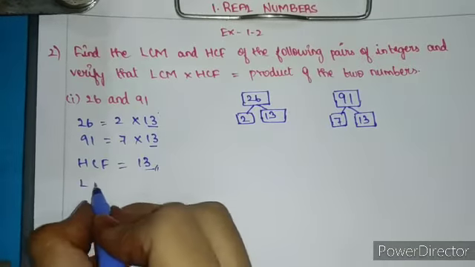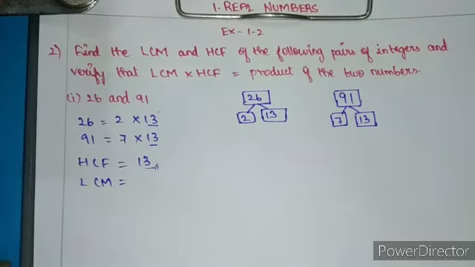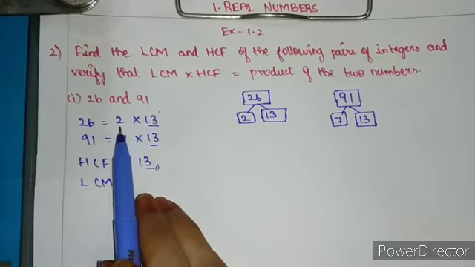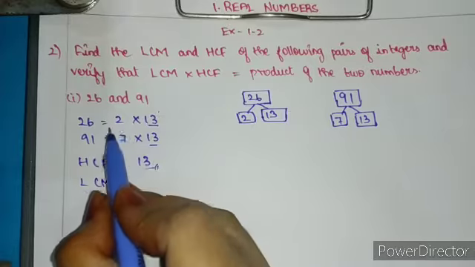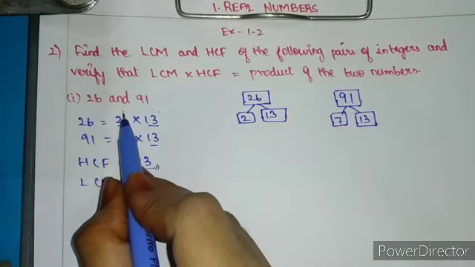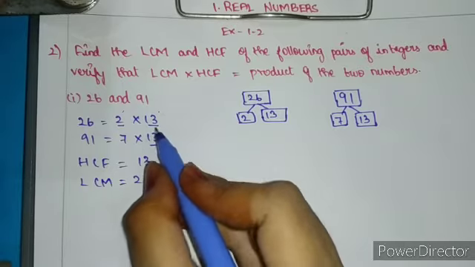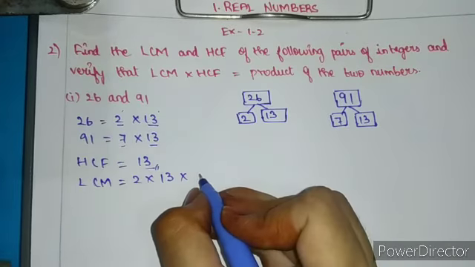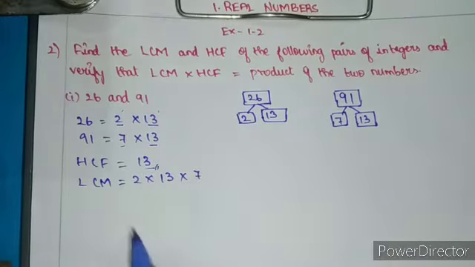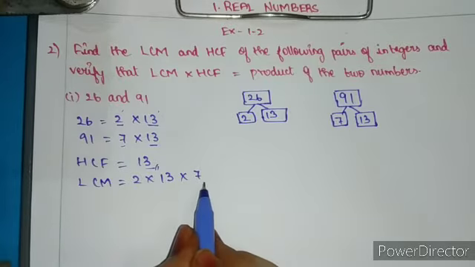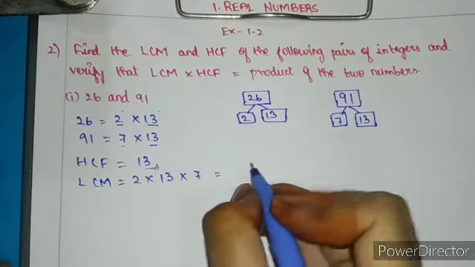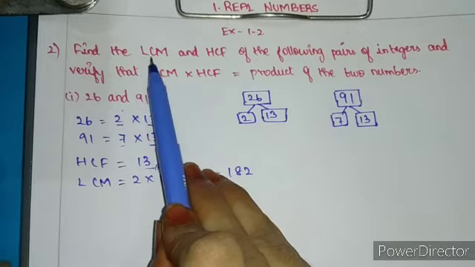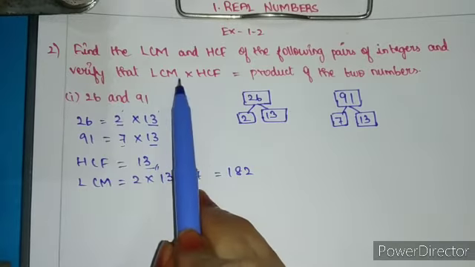And next is LCM. LCM is the greatest power of each prime factor. Here in LCM we have to consider each prime factor. So here for 2 there is only one power. So 2 into 13, and next here 7. So we have to consider each prime factor. So LCM is equal to 2 into 13 into 7. So when we multiply this, we get 182.